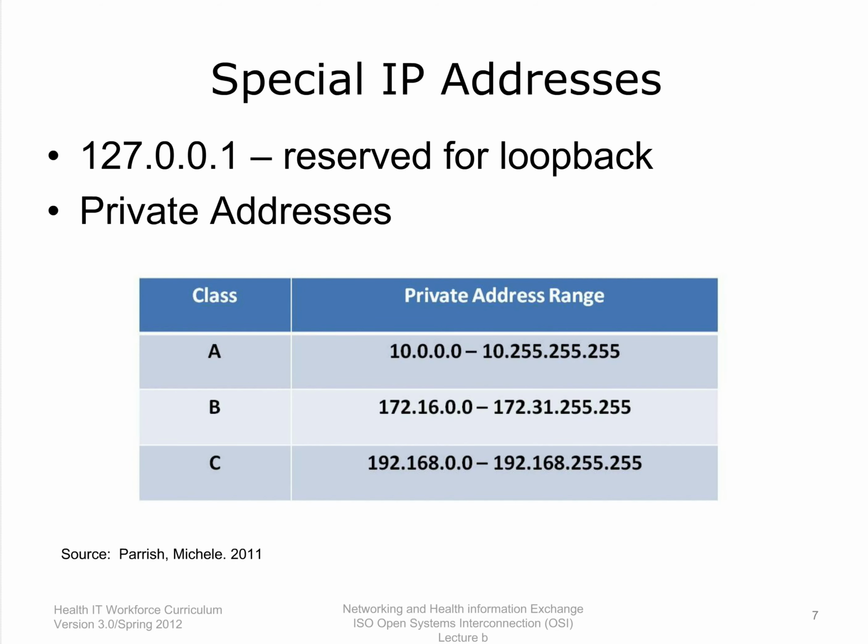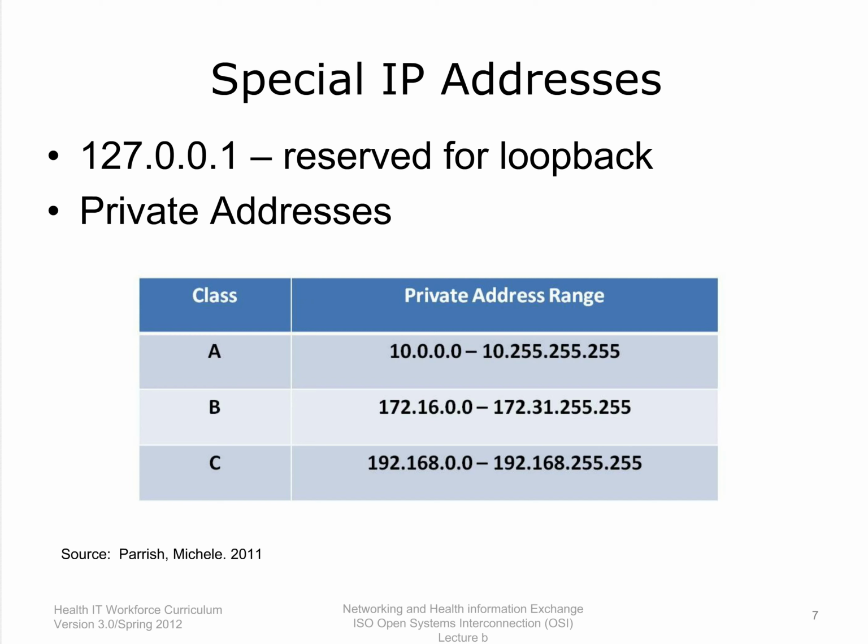Slide 7. Addresses that have 127 in the first octet are reserved for testing and cannot be assigned to devices. In particular, 127.0.0.1 is reserved for the loopback test. This allows a user to test the TCP/IP settings on a device.